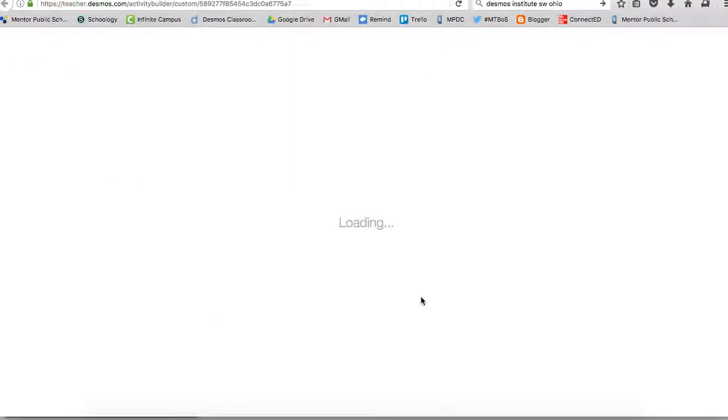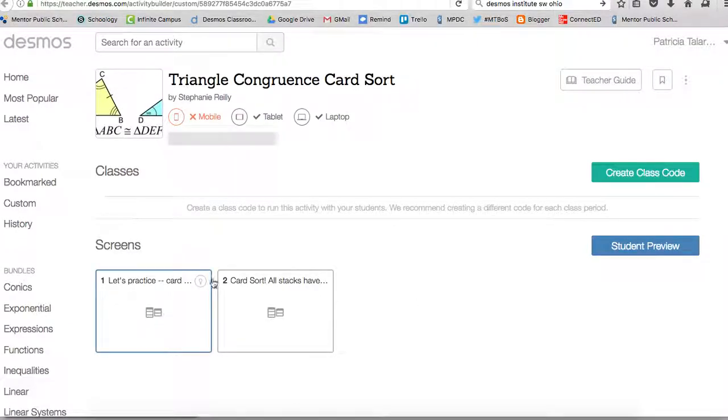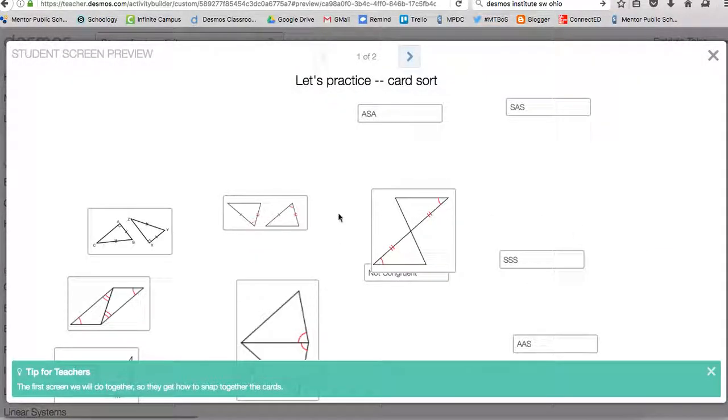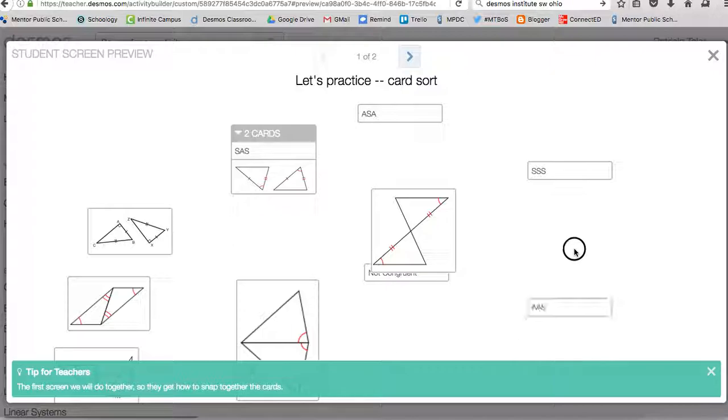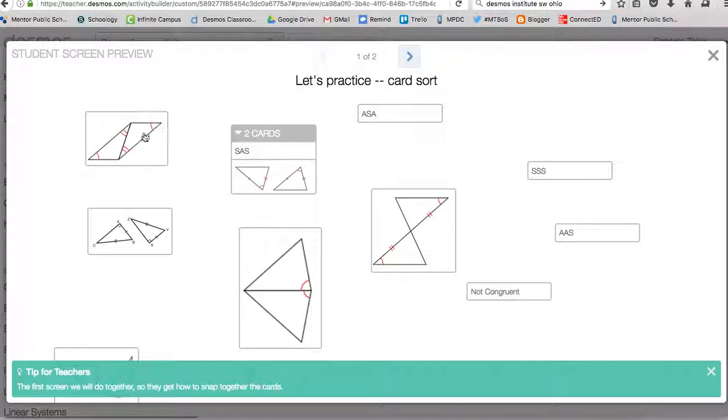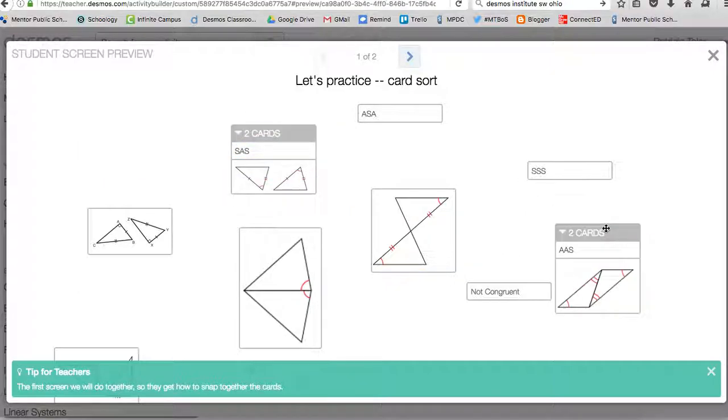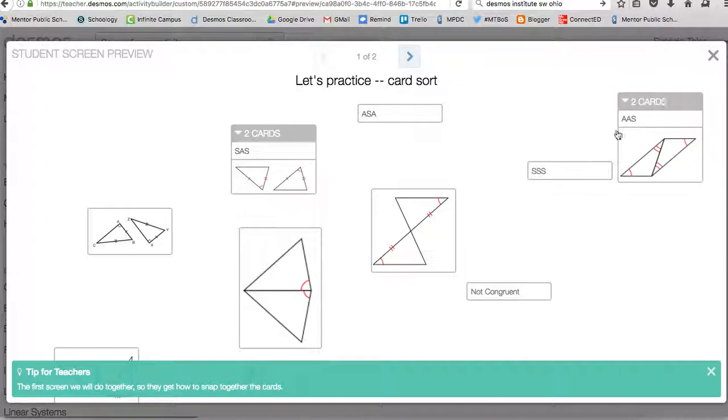Lastly, I wanted to briefly show you a card sort. So in a card sort, students have a stack of cards, and what they do is they drag around the cards and make groups, and the groups snap together when you put them on top of each other. So this is triangle congruence. I have an AAS pair, so I'm going to snap that onto the AAS heading.